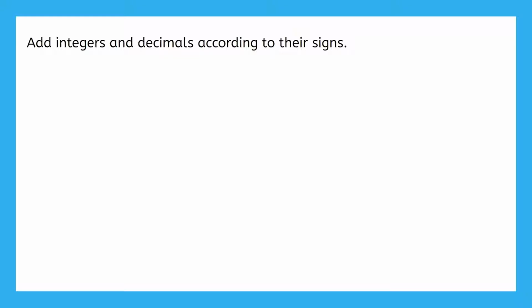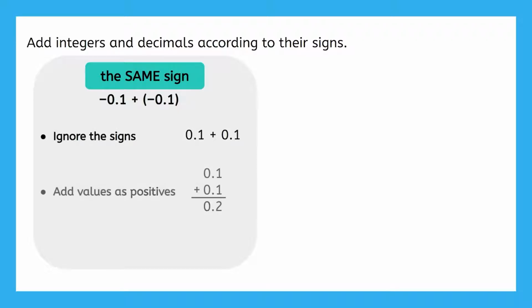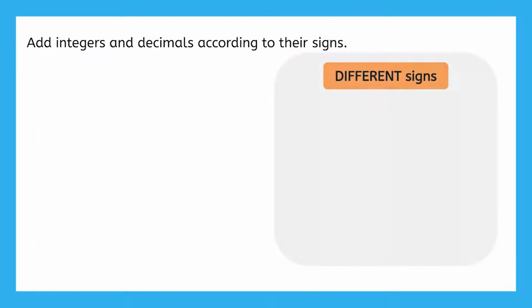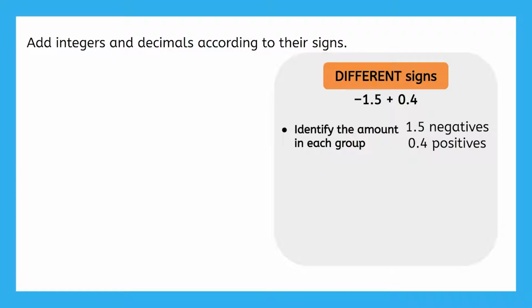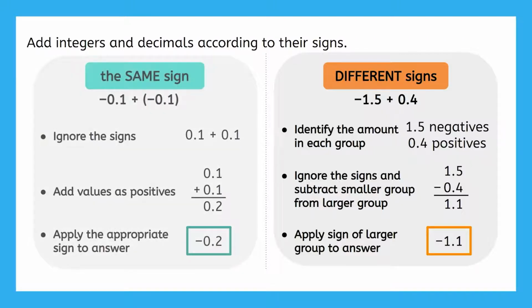When adding integers or decimals with the same sign, like negative 1/10 plus negative 1/10, we ignore the signs, add the values as positives, and then apply the appropriate sign to the answer. When adding values with different signs, like negative 1 5/10 plus 4/10, we find the difference between the positive and negative groups. So we identify the amount in each group, ignore the signs, and subtract the smaller group from the larger group. Then apply the sign of the larger group to the answer. What do you think? Will these rules also apply to fractions?